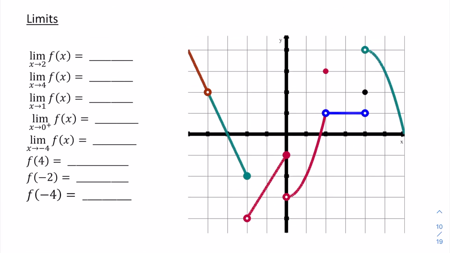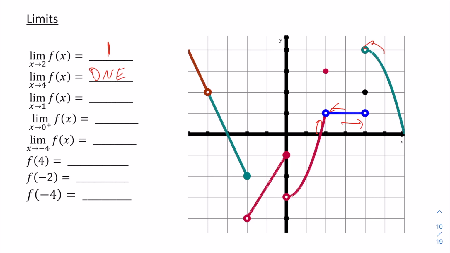Limits. So being able to find a graphical limit is going to be important. Just remember the key thing here is you must approach the same value from both sides. So for example, at 2, from the left and from the right, we are approaching a y value of 1. So this limit would equal 1. At 4, notice from the right, we're approaching 5. From the left, we're approaching 1. So they're not approaching the same value. So this limit does not exist.